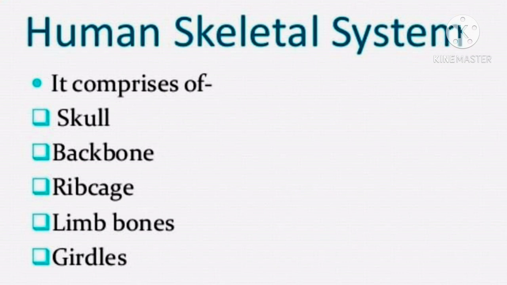Now the next is the human skeletal system. The human skeletal system comprises the skull, backbone, rib cage, limb bones and girdles. The human skeletal system is a very important part of our body because this is the framework which is known as skeleton. And we will study all these parts and their functions in this chapter.